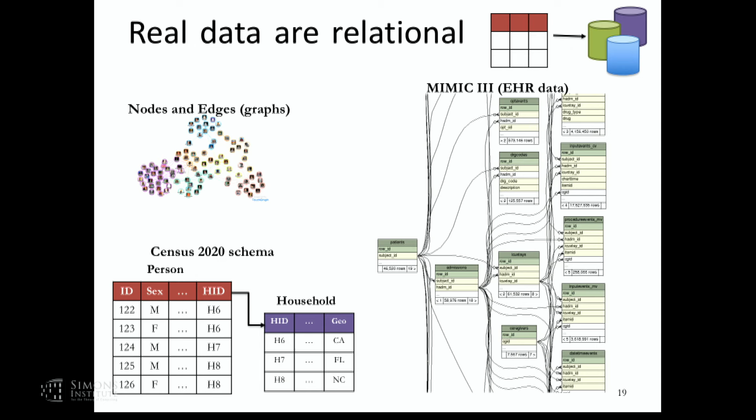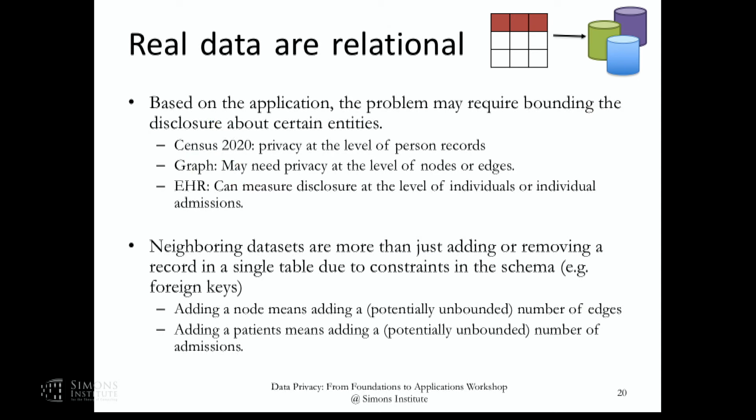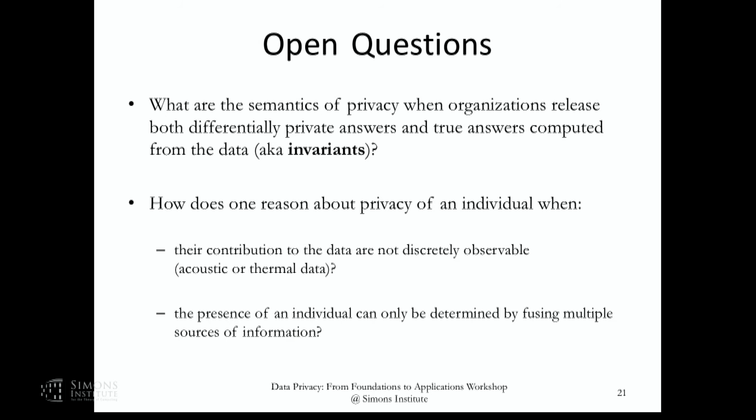And now thinking about whose privacy you want to guarantee is an interesting question. Do you want to guarantee privacy of the patient or the entire patient's record? Do you want to guarantee privacy at the level of an admission of a patient? Do you want to guarantee privacy of caregivers? It may be very important that it not be leaked that a caregiver is, for example, giving care for Tom Cruise, because they may be hounded by the paparazzi, right? So it's important to think about at what level you want to guarantee privacy. Based on the application, what you choose to associate privacy with is going to be different. And now neighboring databases are going to be more than just adding or removing a row from, say, one of these tables. Okay.